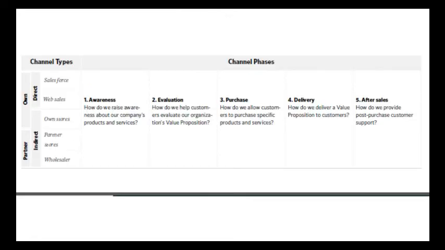The various phases of your channels are, first, the awareness channels. How do you raise awareness about your company's products and services, and get it to the target audience? Second is evaluation. How do you help customers evaluate your company's value proposition? Then the third one is the purchase. How do you allow customers to purchase specific products or services? Is it through cash or through online payments?